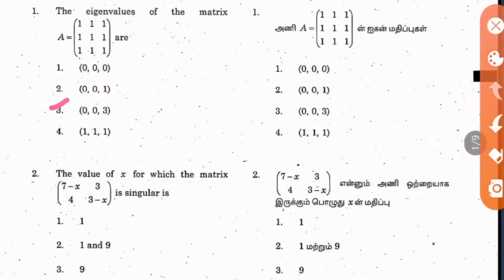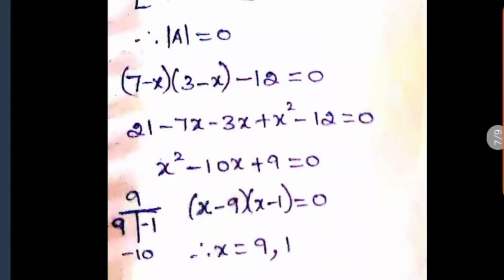Question 2. The value of x for which the given matrix is singular is what? Okay, so they have mentioned singular. Singular means again here the determinant of A will be equal to 0. So you can take the determinant of this equal to 0 and you can find the x value here. So here (7 minus x) into (3 minus x) minus 12 is equal to 0. On simplifying you will get 21 minus 7x minus 3x plus x square minus 12. So you are getting x square minus 10x plus 9.